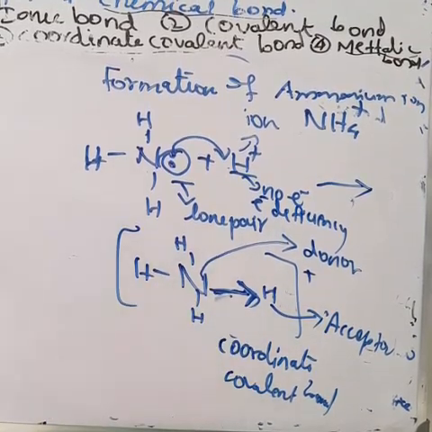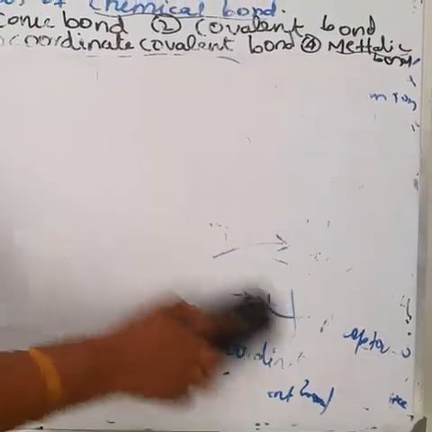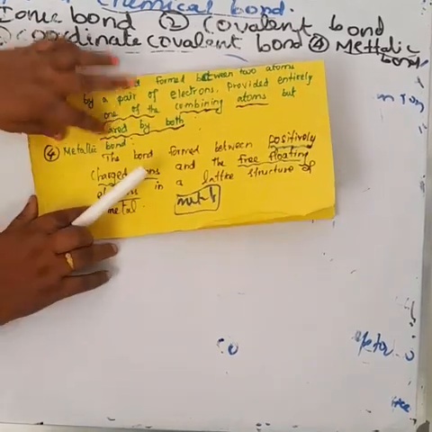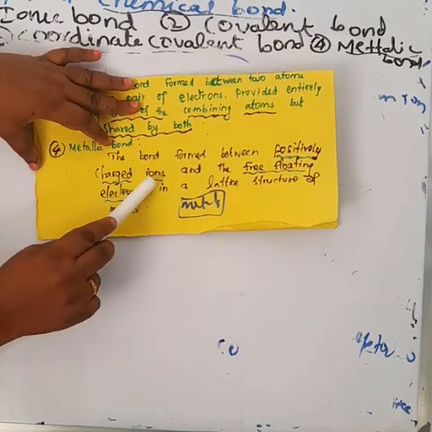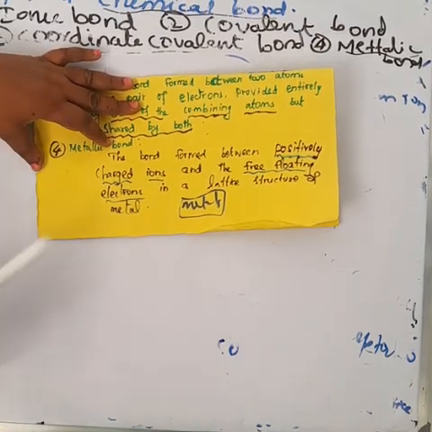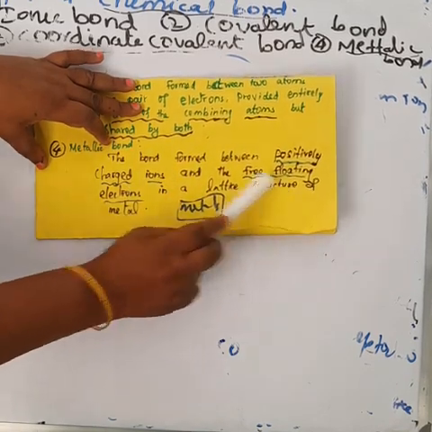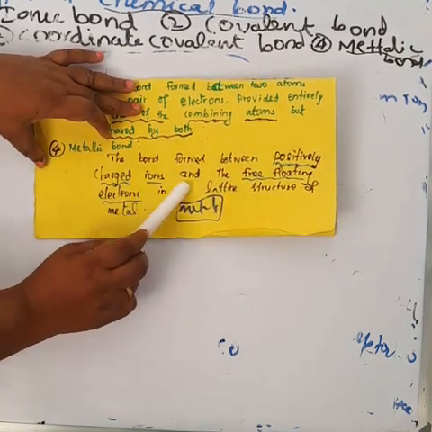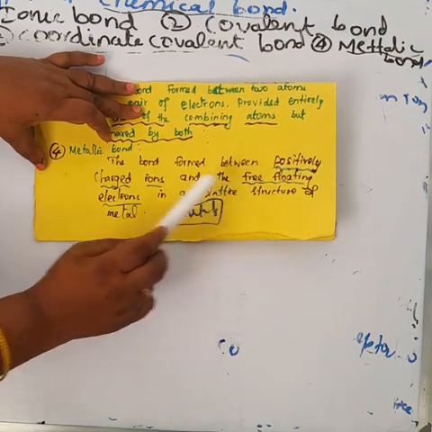I hope you understood. And then, what do you mean by metallic bond? The metallic bond means the chemical bond formed between positively charged ions and the free floating electrons in a lattice structure of metal.